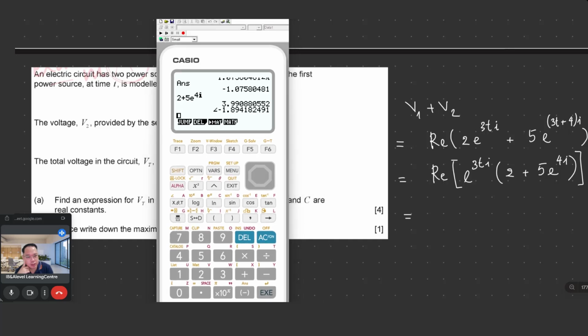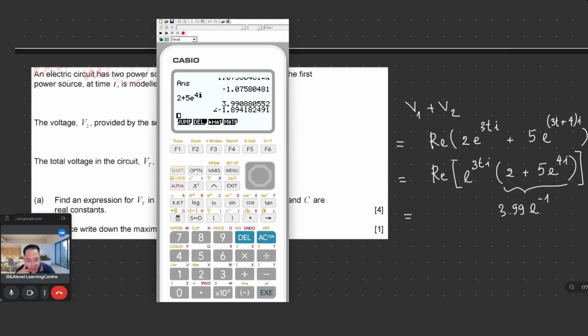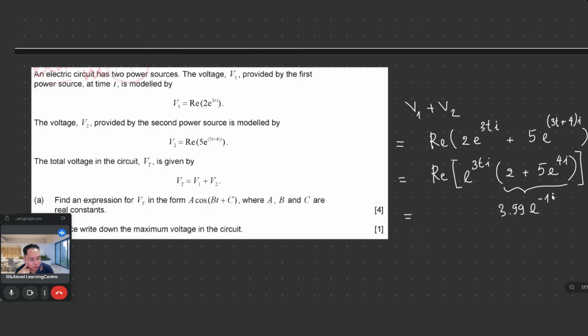Which means the sum of these two numbers is 3.99 modulus and e to the power minus 1.894. Let me take 4 significant figures to make it more accurate, 1.894 multiplied by i. Normally we take 3 significant figures. And then multiply with the e in the front to the power 3ti, and we take the real part of this complex number.